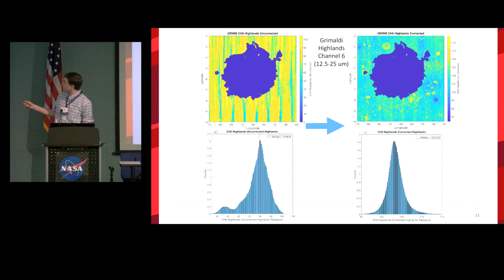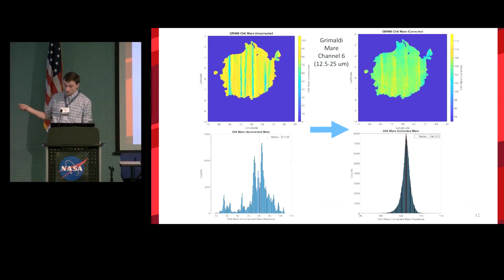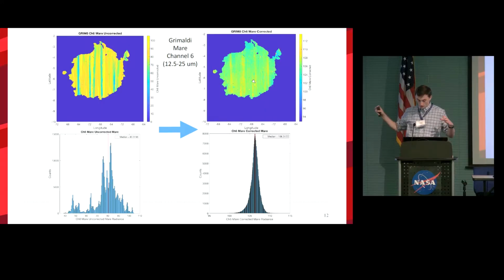Channel 6 in the Mare has slightly more orbit-to-orbit variation, and there are also fresher craters visible in the Mare. And because of the lack of roughness, the peak of the corrected histogram is much sharper and narrower.